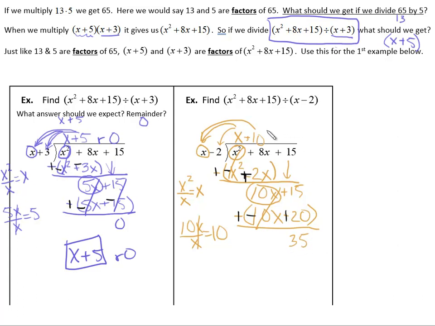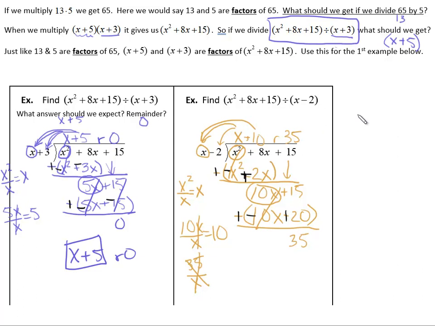So the 10x is canceled, but I end up getting positive 35. And I'll know I'm at my remainder if in my quotient we were already at the constant. Or if you did try to divide again, if you have more x's in the bottom than you have up top, we've gone too far. So that won't work. So this tells me we get a remainder of 35.